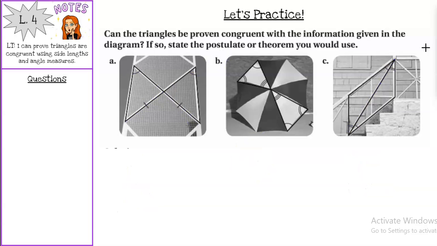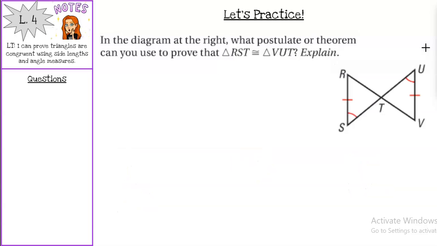All right, let's practice. In the diagram at the right, what postulate or theorem can you use to prove that triangle RST is congruent to triangle BUT? Explain. Well, right now we know we have a side that is congruent to another side, and an angle that's congruent to another angle. We don't have any other information about the sides, but we can get one more angle because we do have right here vertical angles.